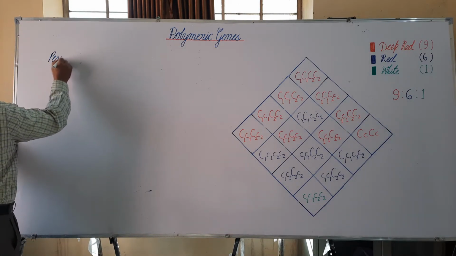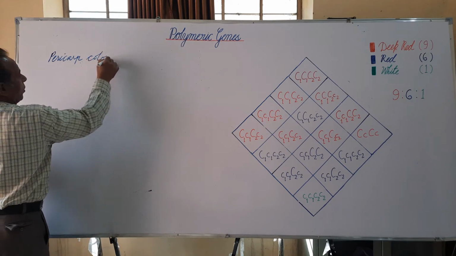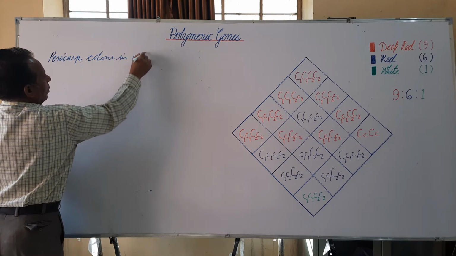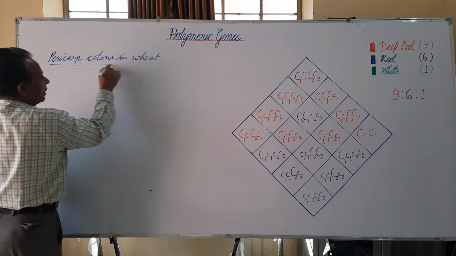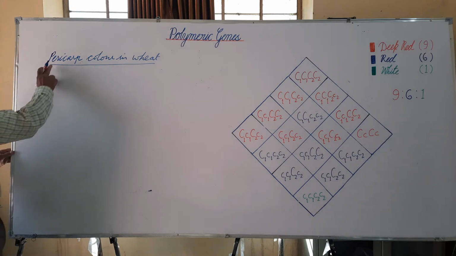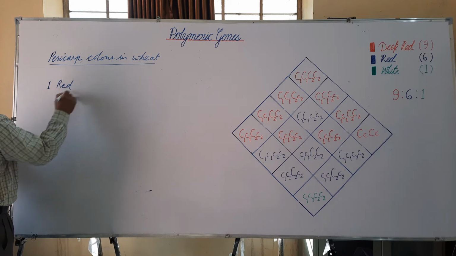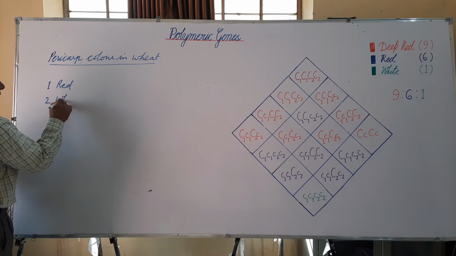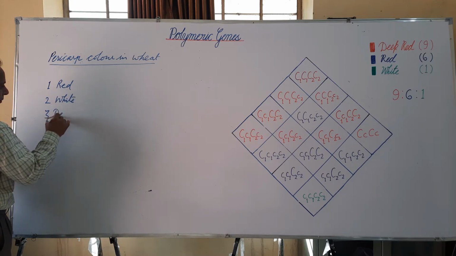Pericarp color in wheat is a good example of polymeric gene interaction. In certain varieties of wheat, there are three types of pericarp: red, white, and deep red.